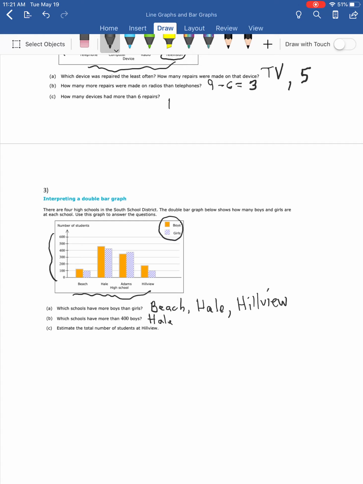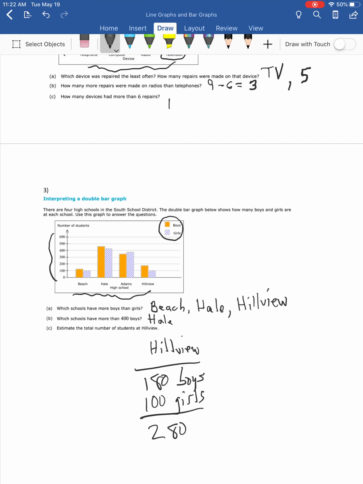And the last one, estimate the total number of students at Hillview. So Hillview looks like about, it's hard to tell exactly from the graph, maybe about 180 boys. And they have exactly 100 girls. So an estimate would be 280 students.